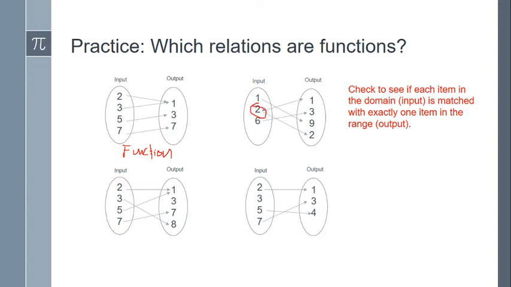Notice how 2 points to 1 and 2 points to 2. So the input into the function machine would be the number 2, and when you get two answers out for that same input, that makes it not a function. So remember, this is okay. I can have multiple inputs pointing to a single output, but what I can't have is a single input pointing to more than one output. So this is not a function.